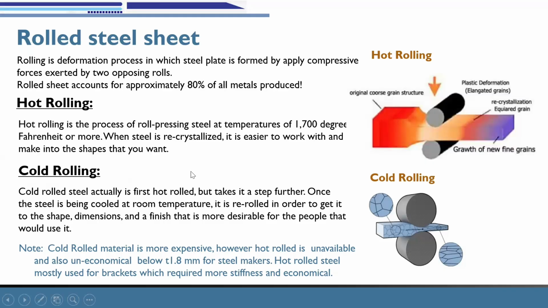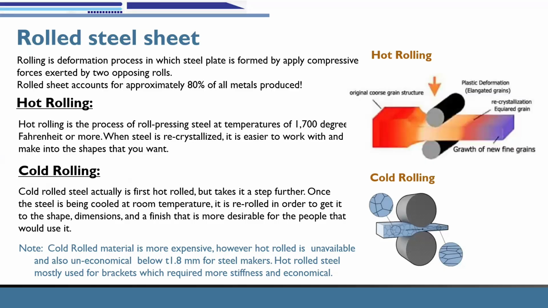This material will be cooled down to room temperature. Once it cools down to room temperature, it will again be fed into the rollers in order to get the proper thickness. This process is called the cold rolling process. Almost 95-96% of the parts in the automotive industry are made up of cold rolled sheet only, not hot rolled sheet.